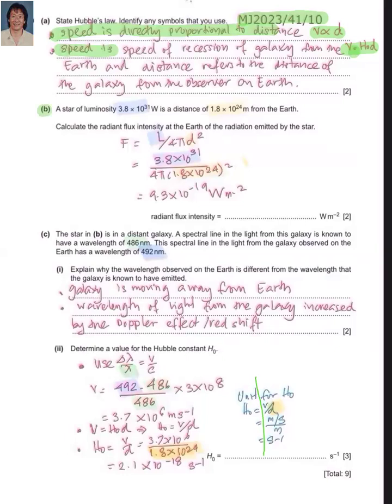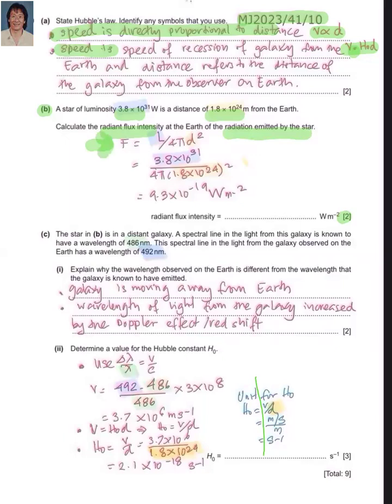Then part B, which carries 2 marks. A star of luminosity 3.8 times 10 power 31 watts is a distance of 1.8 times 10 power 24 meters from the Earth. Calculate the radiant flux intensity at the Earth of the radiation emitted by the star. The formula to use is F equals L over 4 pi d squared. F is the radiant flux intensity, L is the luminosity, and d is the distance.